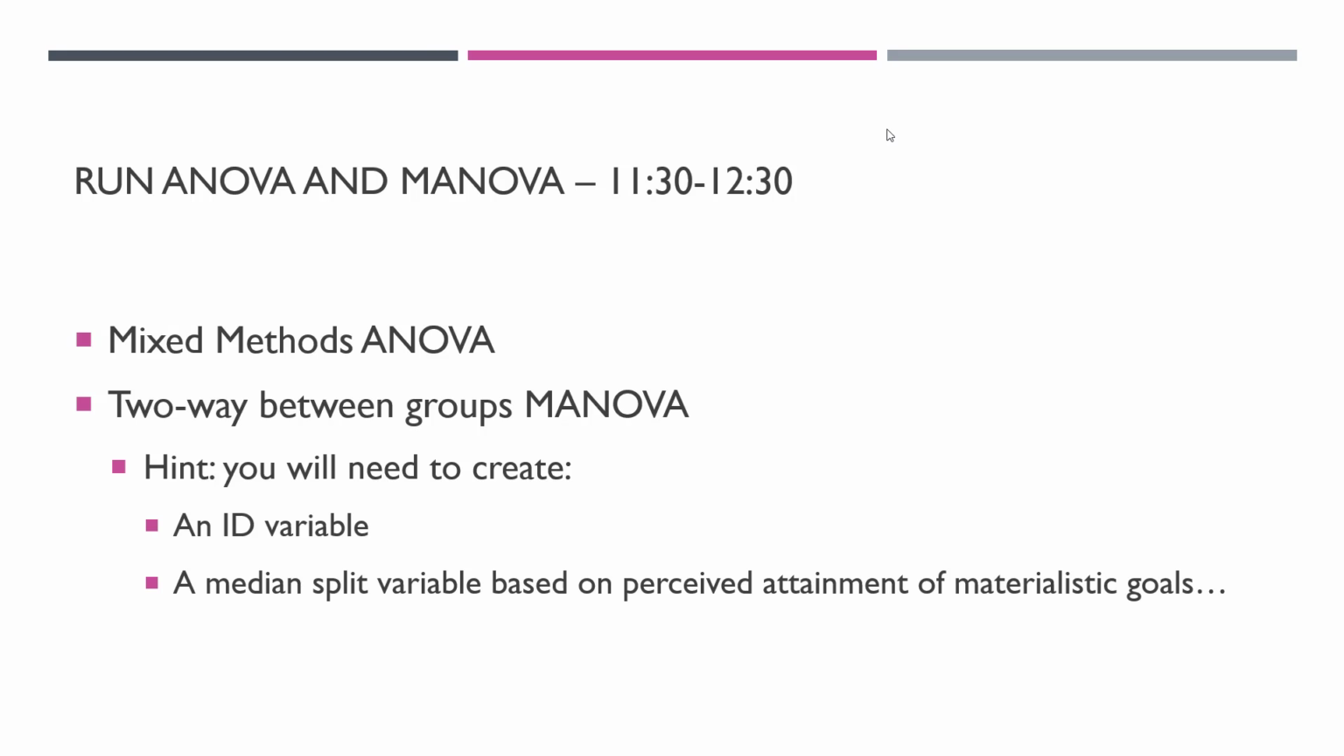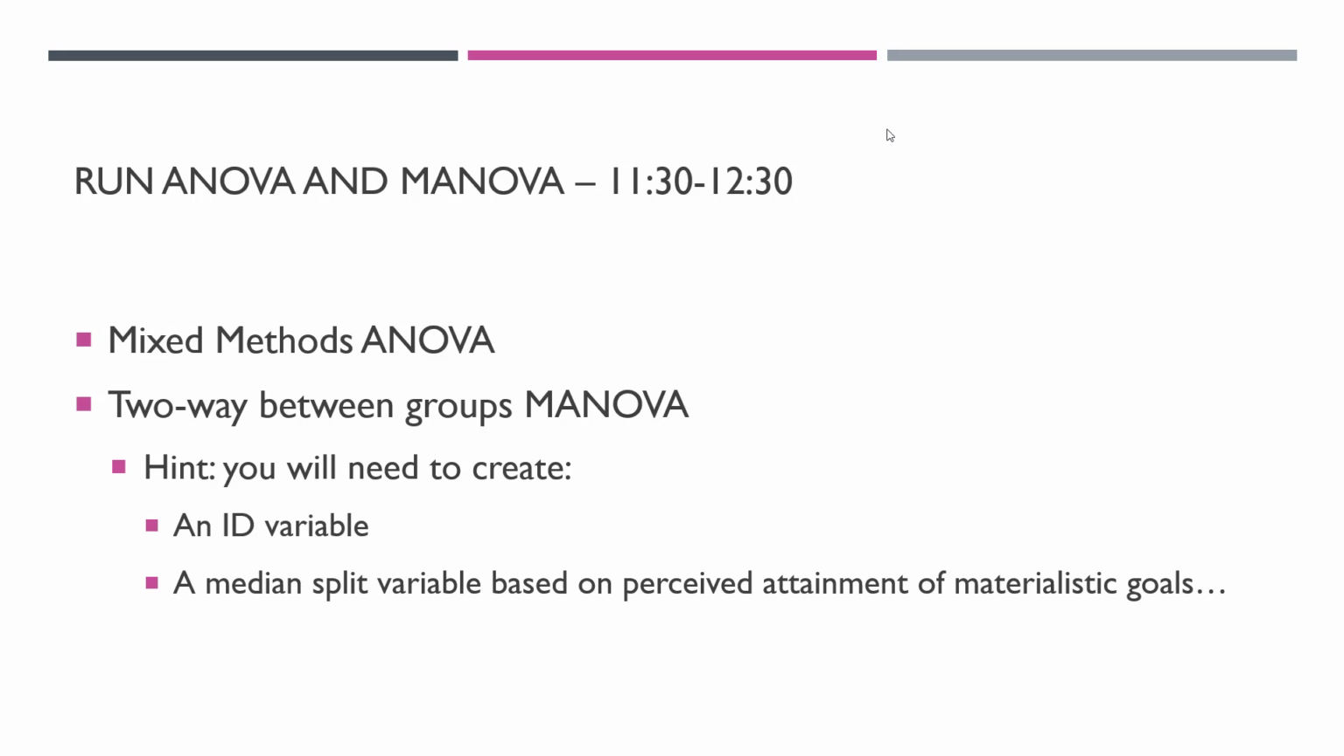Then the second activity is the two-way between groups MANOVA. Now when you're running through that activity, you're going to need to do something to your data set so that you can actually run the analyses as you need to. One of them is that you have to create an ID variable, and that's an important part of checking some of the data assumptions in your analysis. So if you look at your two-way between groups MANOVA walkthrough, you'll get a sense of when that ID variable is going to be needed. But you need to have a go at creating that.